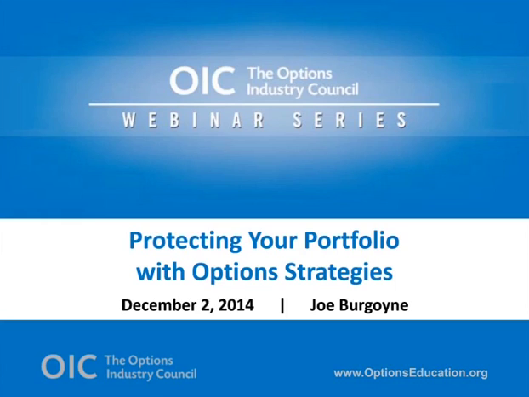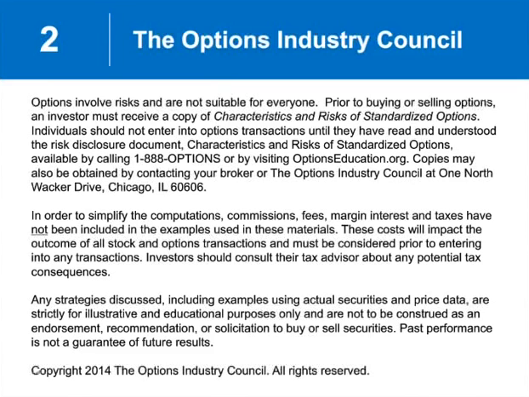I think most of you know that the industry puts out this characteristics and risks of standardized options document, which basically offers a lot of context as to the risks and benefits of exchange-traded options. So if you haven't received a copy of that, do reach out to either the OCC or your broker to get a copy of that.